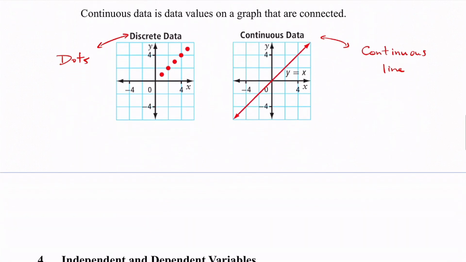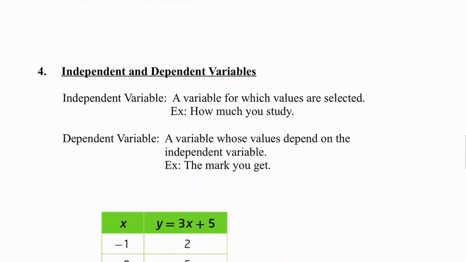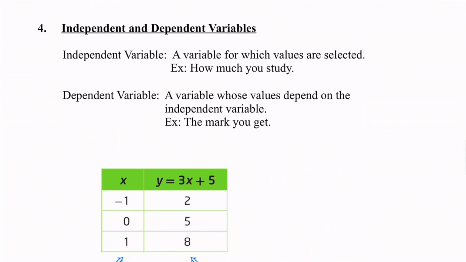Moving from there, we have our independent and dependent variables. I talked about these before. Now we got the actual definitions of them. An independent variable is a variable for which values are selected. So you get to pick these variables. An example of this would be how much you study. If you wanted to study a lot for a test, you could study a lot. Hopefully that would help you do better on the test. If you wanted to study very little, you could do that too. That would be your choice. You are selecting how much time you want to study.